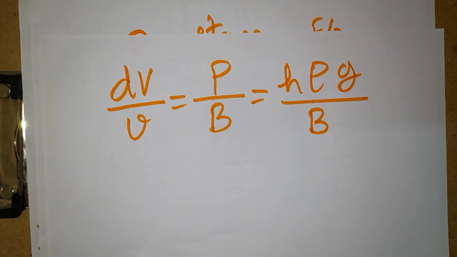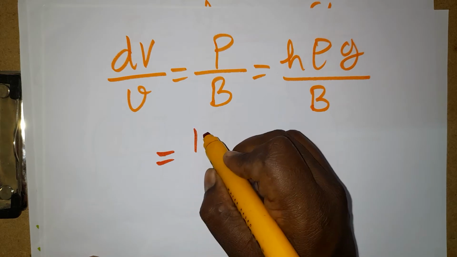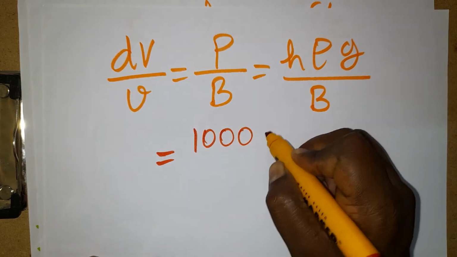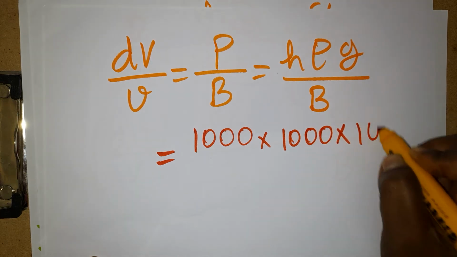Okay, now what is the height? We know it is water. Actually the water height is given, it's 1000 meter. What is the water density? 1000. Okay, what is gravity? 10, they asked you to take.